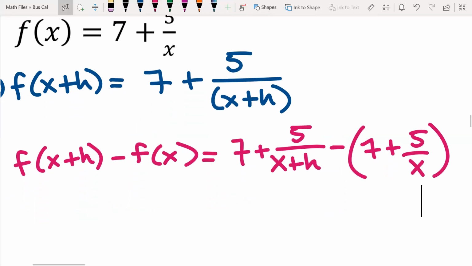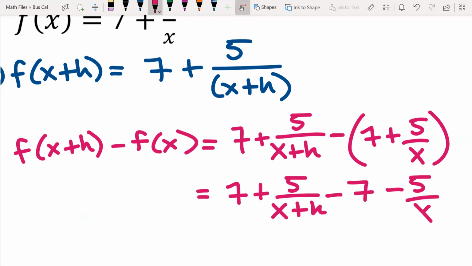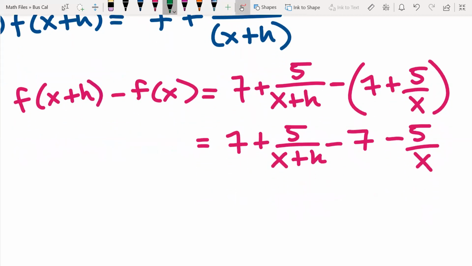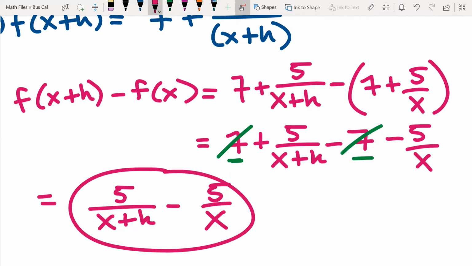Okay. Now distribute that negative, and we get 7 plus 5 over x plus h minus 7 minus 5 over x. All right. Well, something nice is about to happen because we see that our 7s will cancel. Gone, gone. And I'm going to make a lot of space for this one. I'll say equals, and I'll write this out here just for space. Okay. So now here's what we're left with in step 2, which means we're not done with step 2. We have to combine these two fractions.